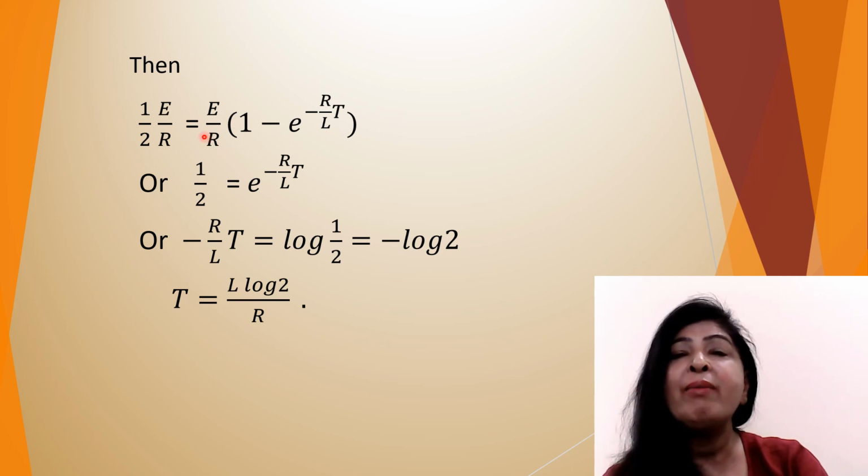So E by R gets cancelled. So we are left with 1 by 2 equals 1 minus e raised to power minus R by L t, or you can take the log on both sides. So minus R by L t is equal to log of 1 by 2, which is equal to log 1 minus log 2. Log 1 is 0. So just solving it out, you will get t as L log 2 by R. This is the answer. This is the term which we have to find.